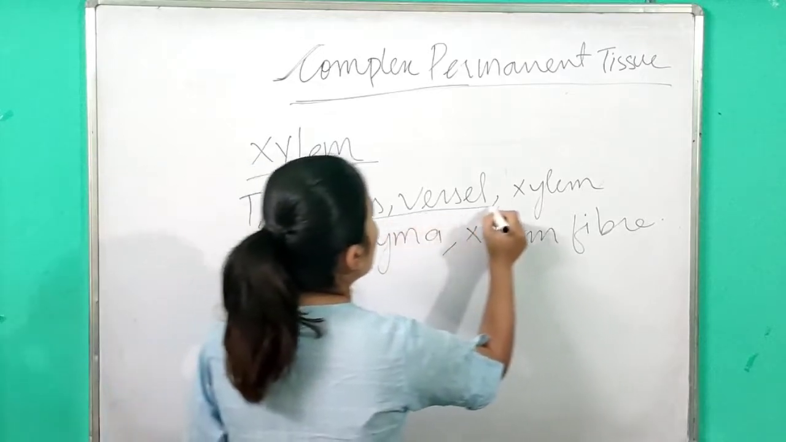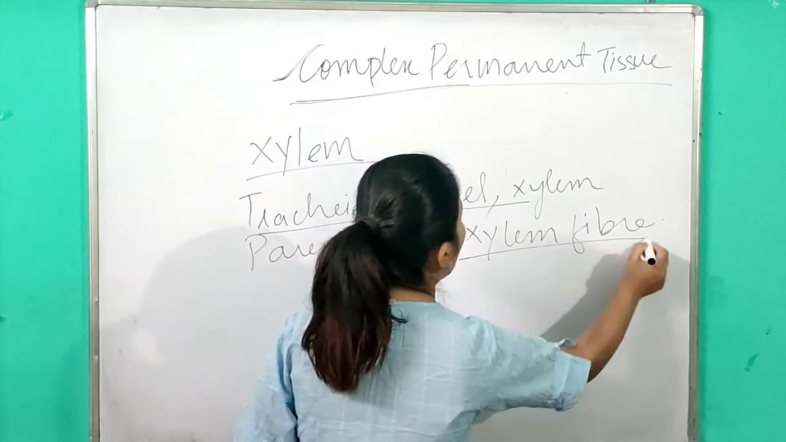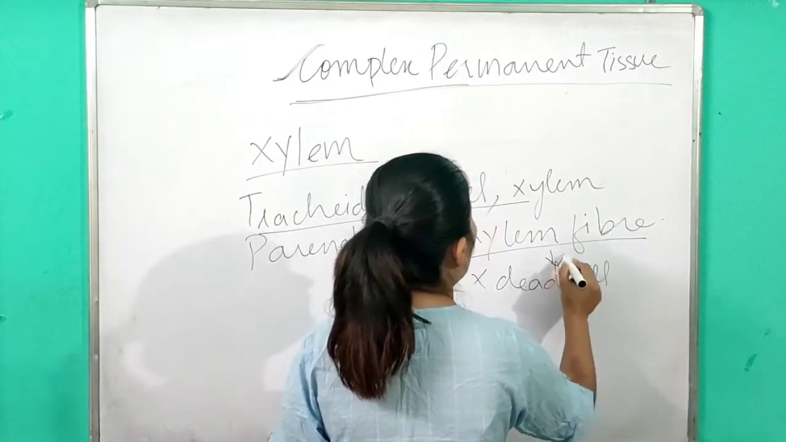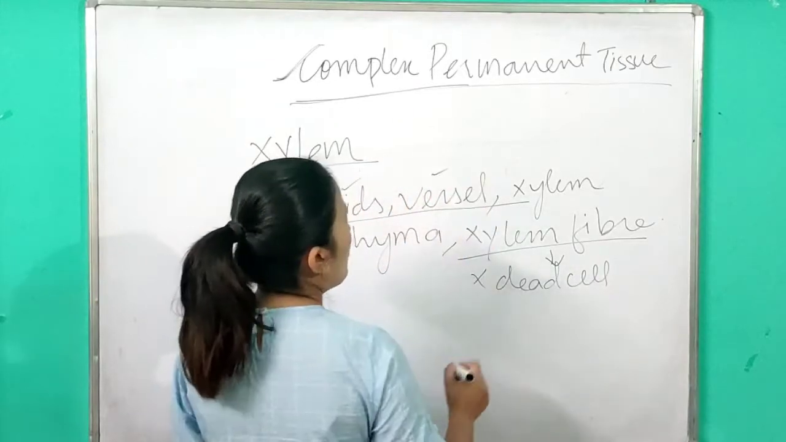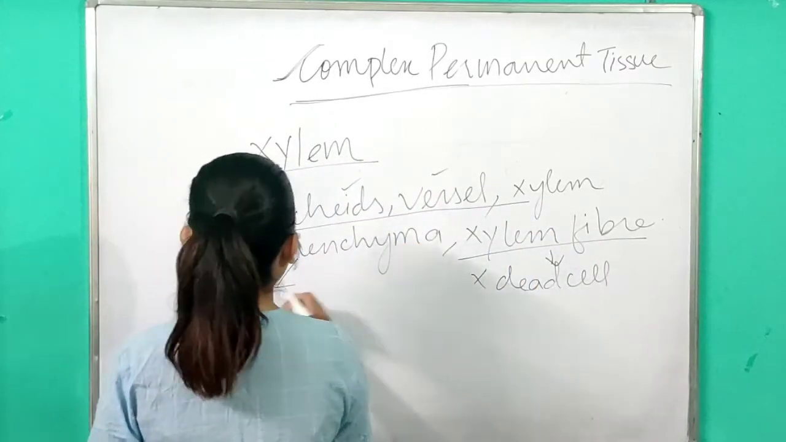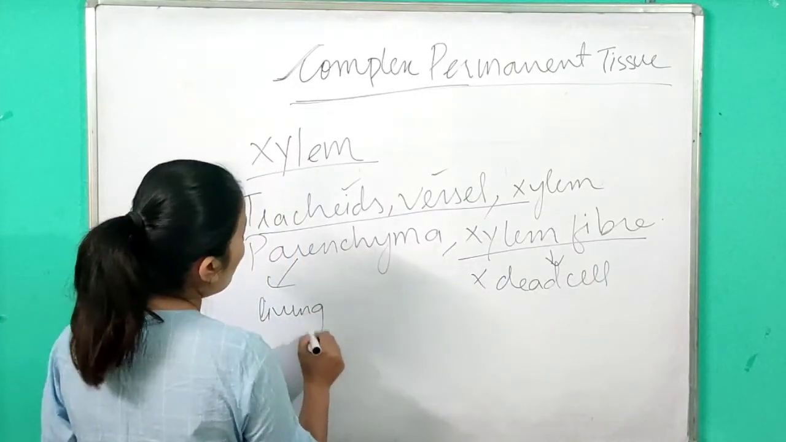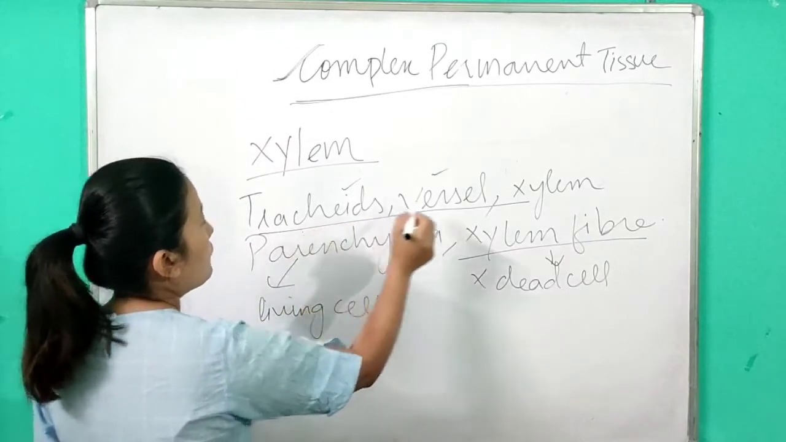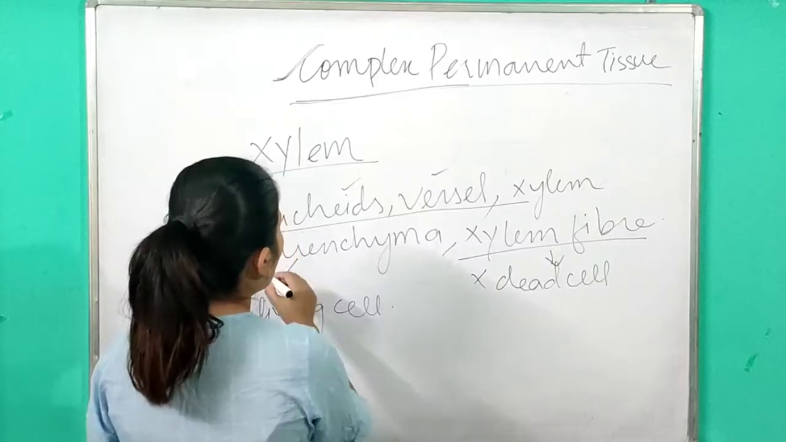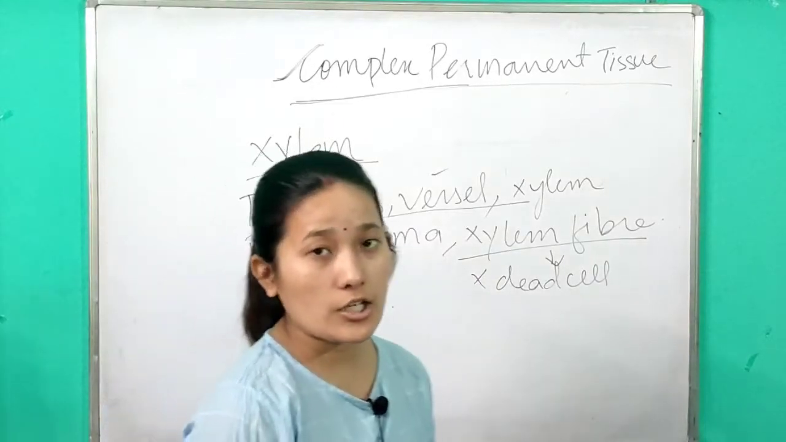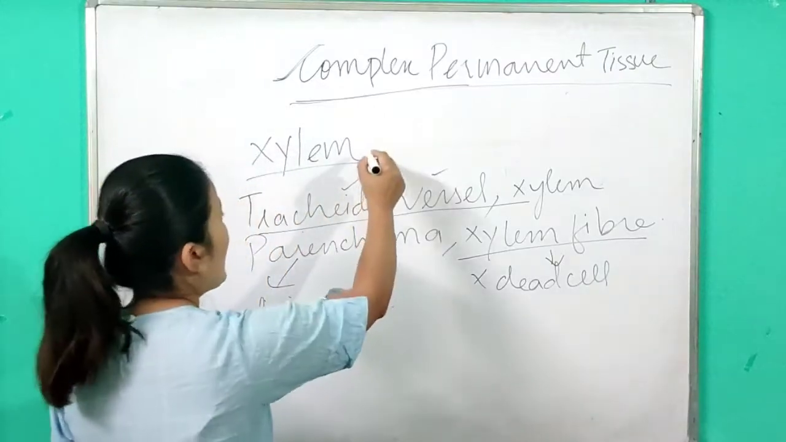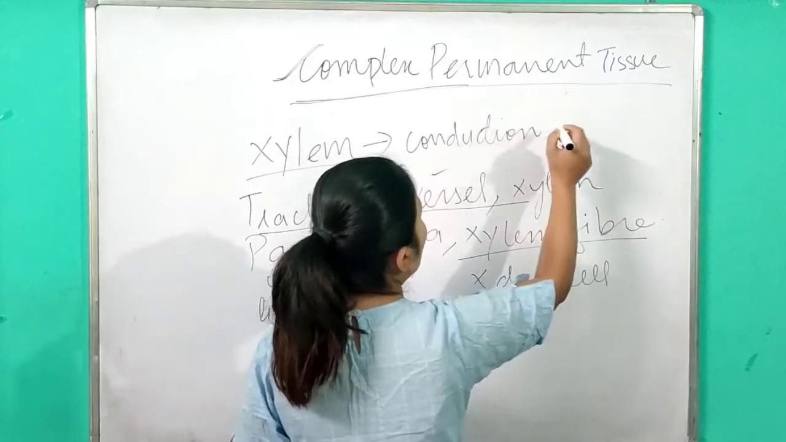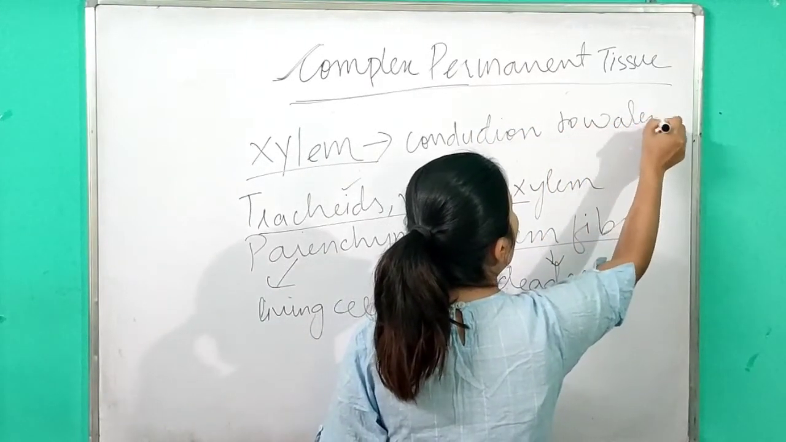Now these tracheids, vessel and xylem fiber are made up of dead cells, whereas your xylem parenchyma is made up of living cells. Among these four, your tracheids, vessel and, to a certain extent, even your xylem parenchyma help in conduction of the water. As we know the function of a xylem, what does it do? It helps in conduction of the water which is absorbed by the root to different parts of the plant.